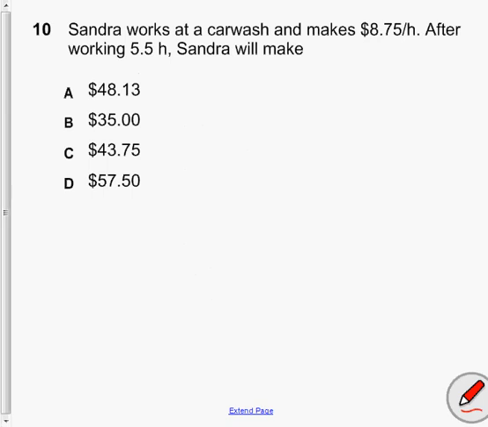Question 10 says, Sandra works at a car wash and makes $8.75 an hour. After working 5.5 hours, Sandra will make. Simply take 8.75 in 1 hour is equal to X over 5.5. Most of you realize you don't need to solve it. You can just multiply both by 5.5.